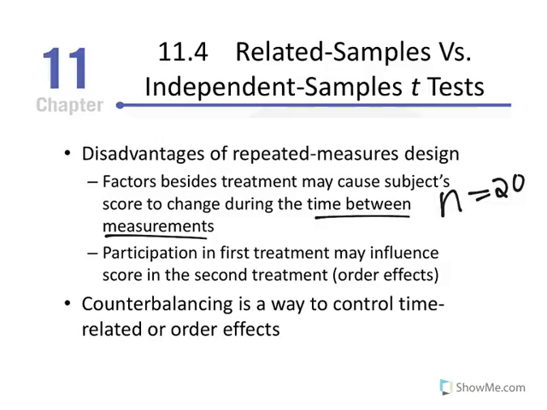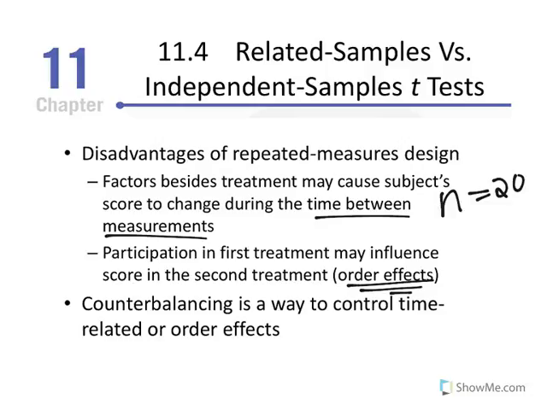Next, participation in the first treatment may influence the scores in the second treatment. We refer to that as order effects. So something like a learned behavior. There's another video under the examples that I go through that illustrates, let's say we're trying to improve someone's golf game, and one coach believes that visualization techniques really help you get that ball in the hole. And another coach thinks that relaxation techniques are more effective.